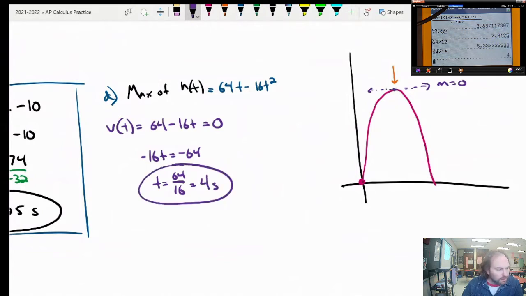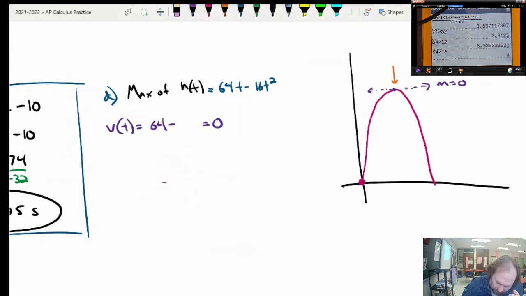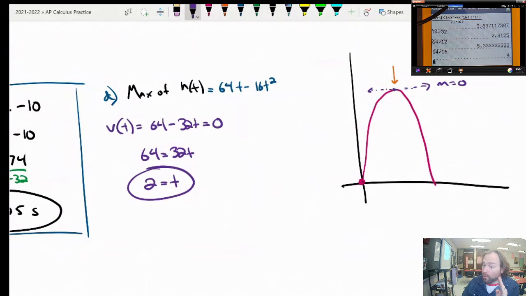So, yes, the maximum occurs... oh, why does the book say 2 seconds? That doesn't seem to me to be right. The maximum occurs at 4 seconds. But let me think about this one. Did I do that right? Oh, I forgot. Sorry, guys. I withdraw because I forgot to take the derivative correctly. It's 32t. That's going to change things considerably. 64 now equals 32t, and so t is equal to 2. Okay, that's better. I'm glad I keep the answers on one side so I can check myself if I'm wrong.